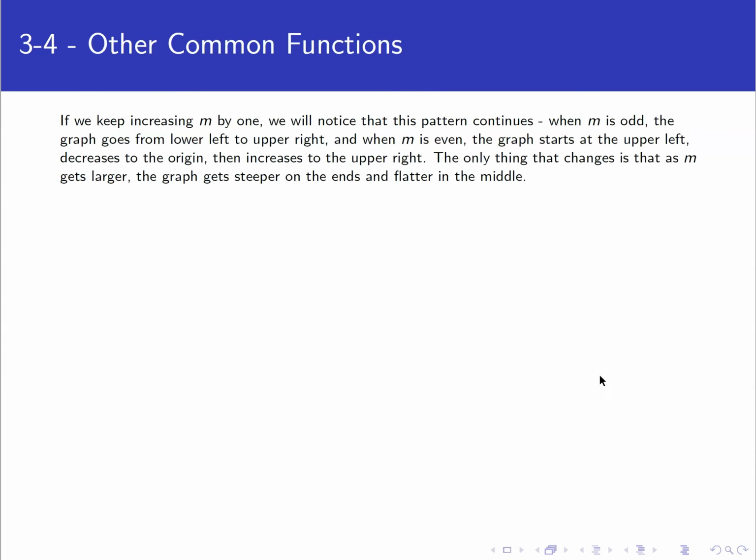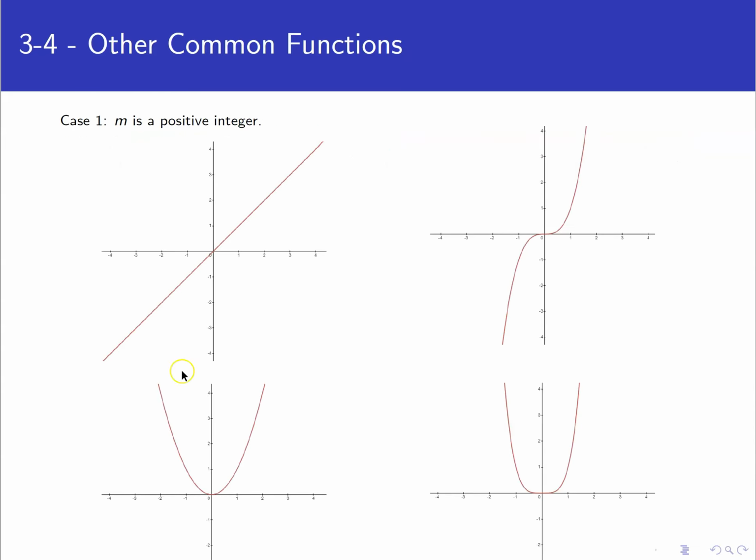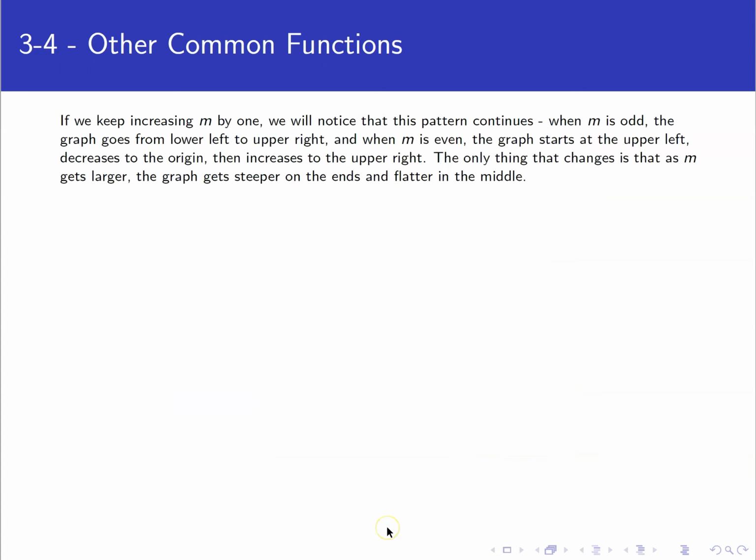All right, when we do the case when m is even, notice we decreased, got to the origin, turned around, and increased. Decrease, turn around, increase. Anytime it's even, it's going to do those same things. The only thing that's going to change again is it's going to get flatter in the middle and steeper on the ends. Literally, it's the only thing that's going to change as m gets larger. So really, it depends on whether m is odd or m is even for the shape.